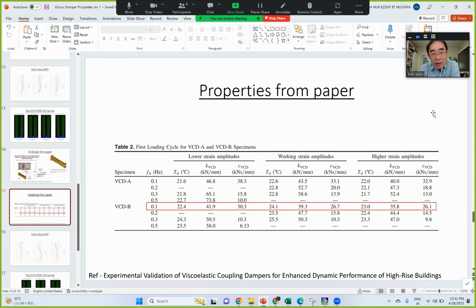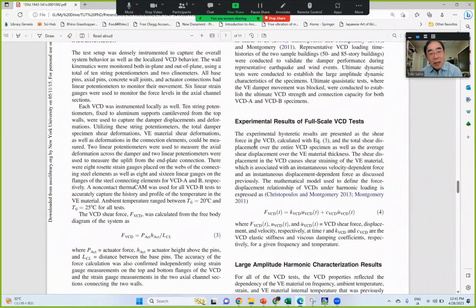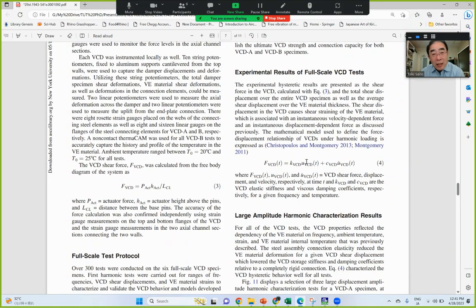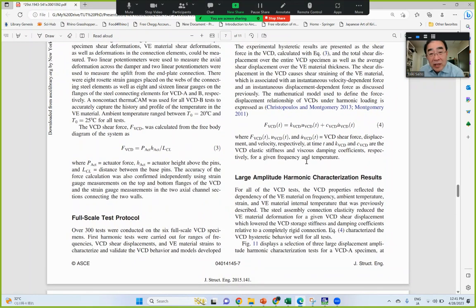So there is no alpha. Why is there no alpha? They use this formula, the basic formula. So they don't use alpha, there is no power of alpha on the velocity there.